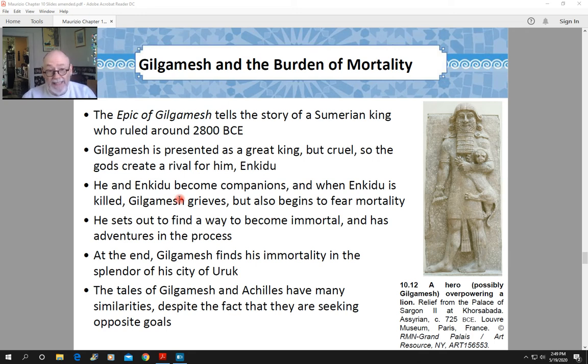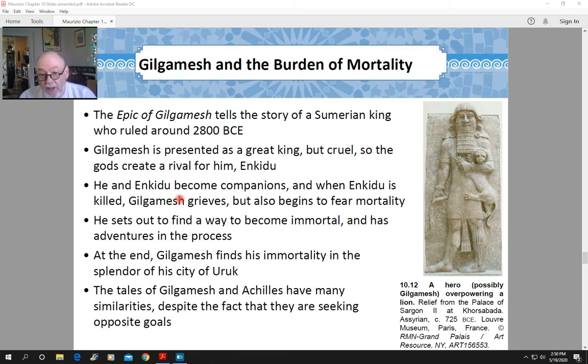But what he finds is Utnapishtim has nothing to give him that will make him immortal, and he's basically told the only immortality he can get is if he is a good king, and he is remembered by his people, and he is remembered in song, and he makes Uruk the best city of all. Then people will remember him whenever they come to visit Uruk. And that's it. That's immortality you can really count on. And at the end, he's cool with that. He accepts that. The tales of Gilgamesh and Achilles have many similarities, despite the fact that they are seeking opposite goals. Gilgamesh is much more afraid of death than Achilles.